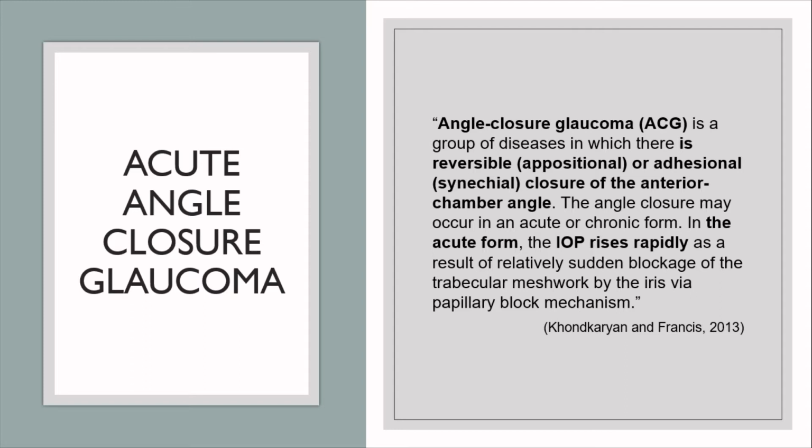It may occur in an acute or chronic form. In the acute form, which is what we will be discussing today, the intraocular pressure rises rapidly as a result of a relatively sudden blockage of the trabecular meshwork by the iris via the pupillary block mechanism. This is in opposition to the chronic form, in which the blockage of the anterior chamber angle occurs much more slowly, and so the symptoms will not be as sudden, nor as dramatic, as in acute angle closure glaucoma.